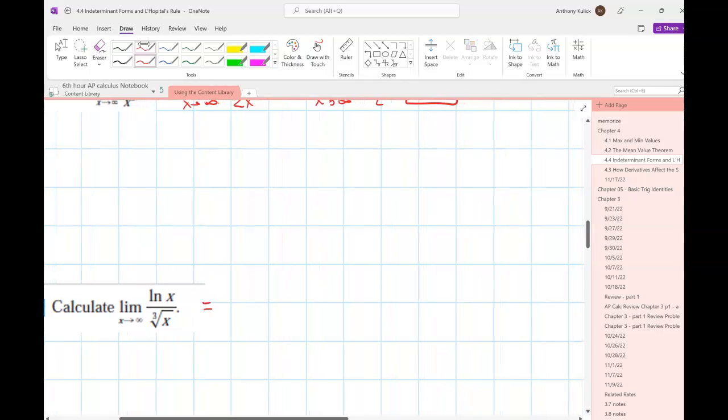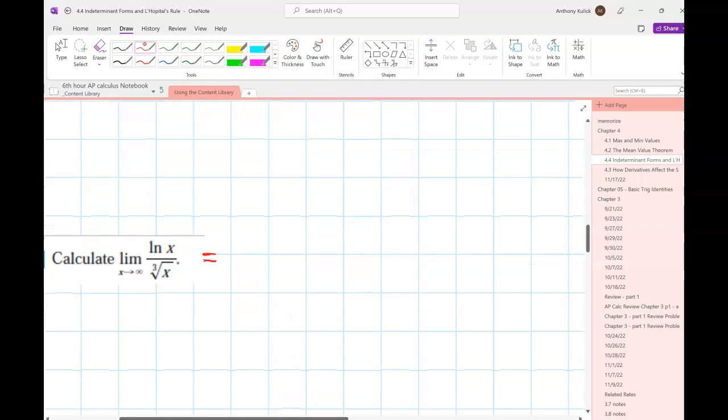Okay. First thing I should check: is it indeterminate? What do you guys say? It is, right? Log of infinity is infinity. Cube root of infinity is still infinity, right? Okay. So, what's the derivative of the natural log? 1 over x. What's the derivative of x, or the cube root of x?